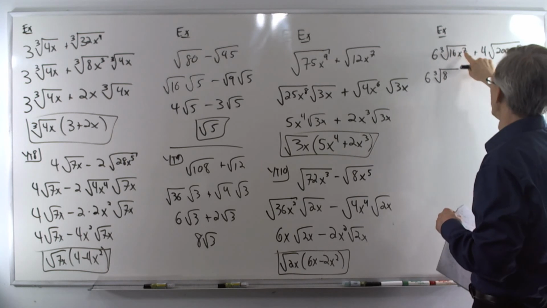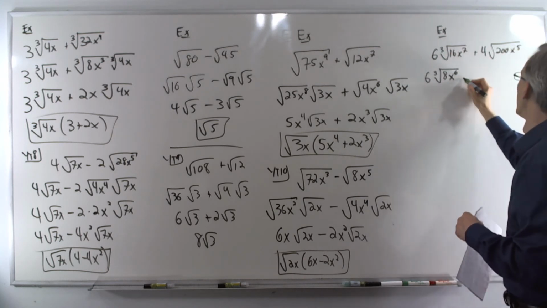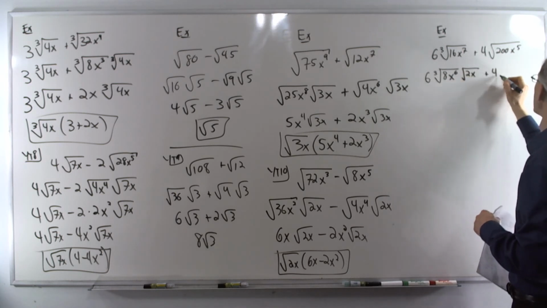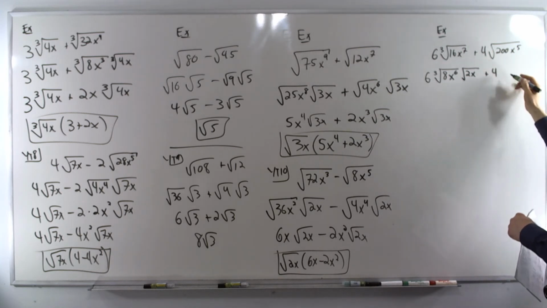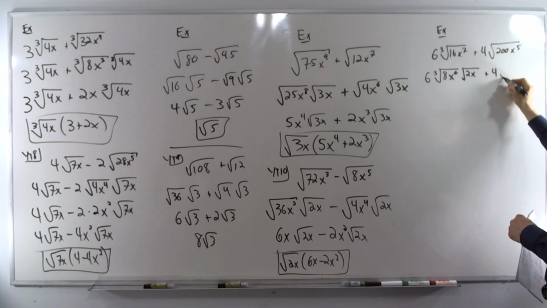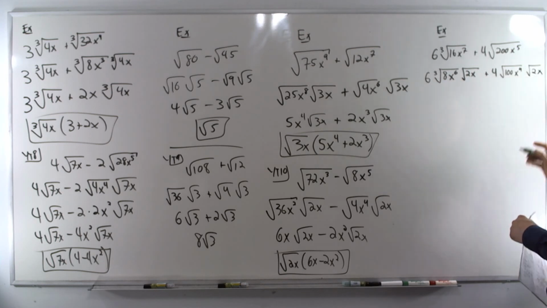The highest multiple of 3 that's less than 7 is 6, so x to the 6th power there. And the leftovers over here, 2x, plus 4 times. And then over here, we have an index of 2. 100 is a factor of 200, so we do the square root of 100, x to the 4th times the square root of 2x.